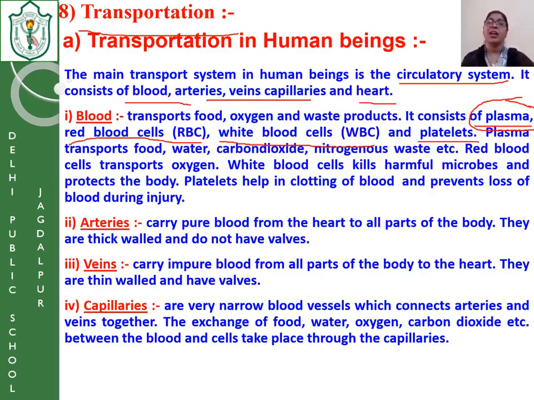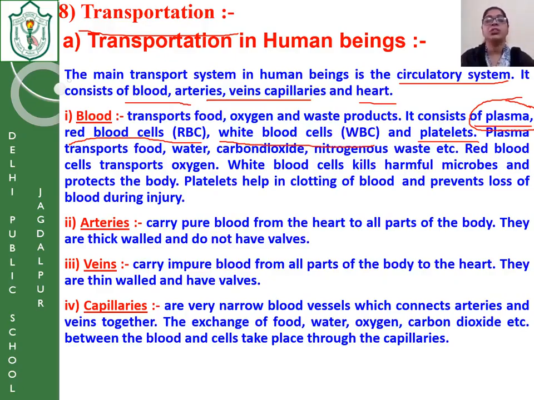You have seen that whenever there is a cut or you get hurt, blood starts flowing, and after some time the blood starts coagulating, solidifying. That is because of the presence of this cell that is called platelets.